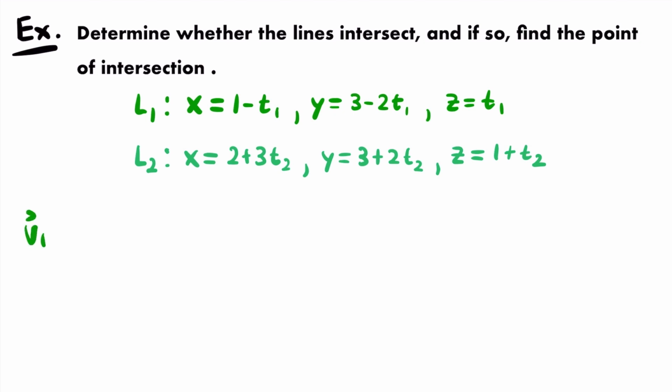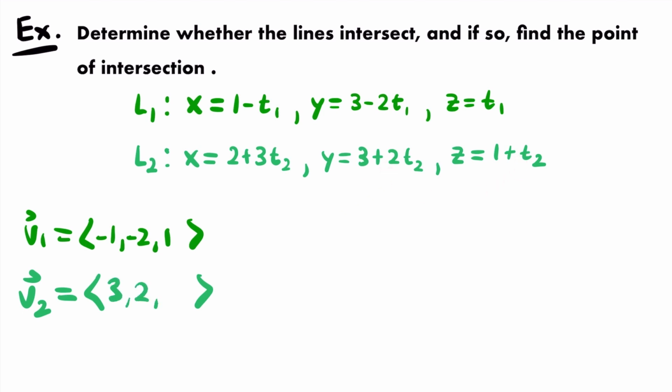The direction vector for line 1 will have components that are the coefficients of the parameter t1 in each equation. So we have -1, -2, and +1. So we'll have -1, -2, and +1. And then the direction vector for line 2 will have the components that are the coefficients of the parameter t2. So we have 3, 2, and 1. So I'll write 3, 2, and 1.